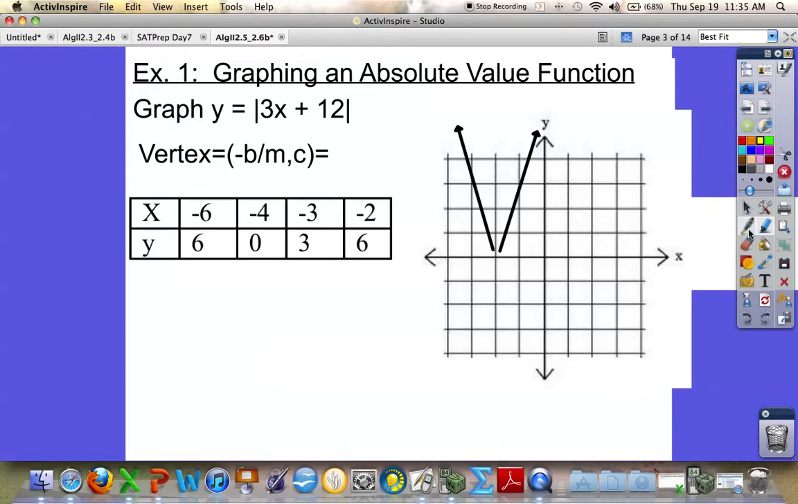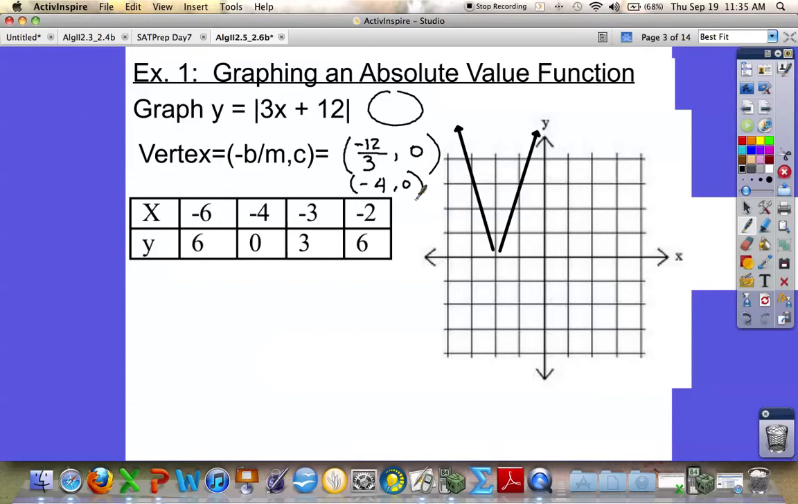All right, so if I were to ask you to graph an absolute value function, the first thing I'd like you to do is find that vertex. In this case, our b is 12, so we would say negative 12, our m is 3, over 3, comma. Well, what is our c? C should be here, but it's not there, so what do we put for c? 0. And of course, we can reduce negative 12 over 3 to negative 4, comma 0.